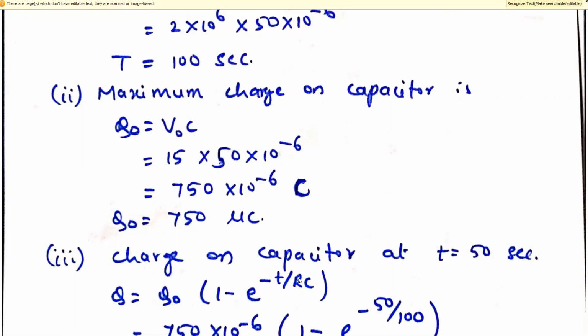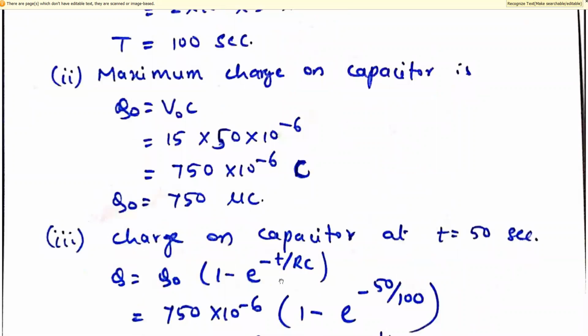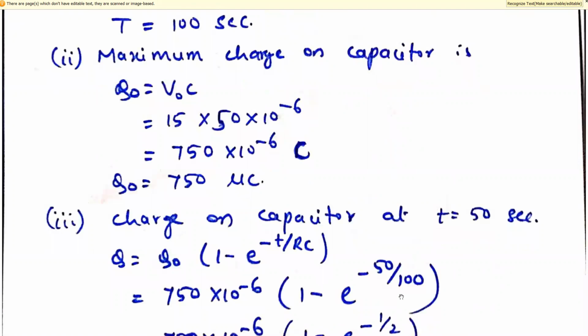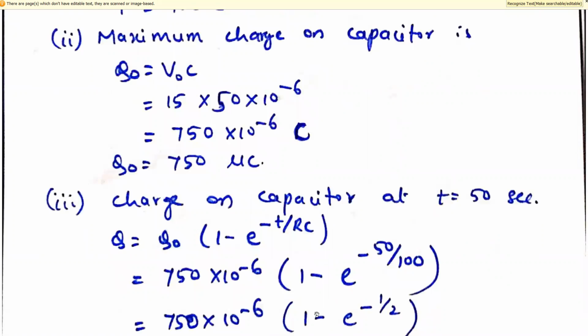The value of R into C, you know, it is 100 second. Time constant RC is equal to 100 second. At t equal to 50 second, you have to find the charge. So you substitute t equal to 50 second, that's all. Q naught is 750 into 10 to the power minus 6 into 1 minus e to the power minus 50 by 100. 50 by 100 is 1 by 2, so it will be e to the power minus 1 by 2, which is minus 0.5.